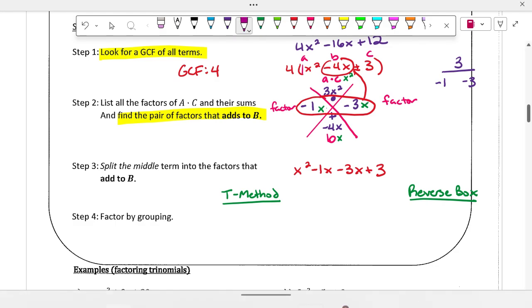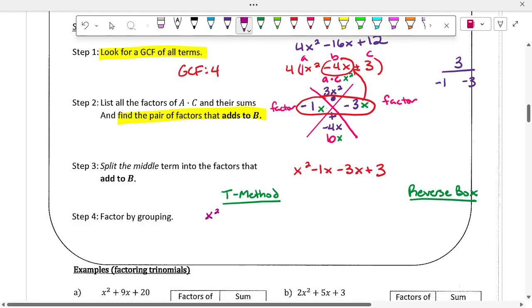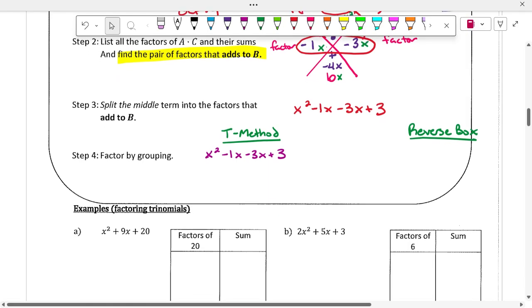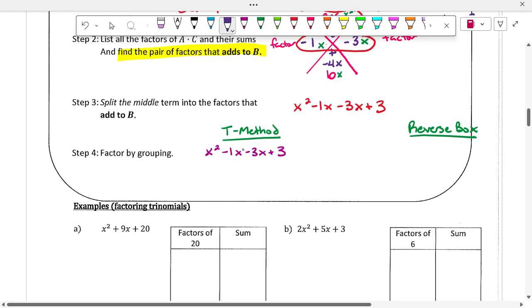So for the T method, I'll do that first. I'm going to rewrite it over here. So x squared minus 1x minus 3x plus 3. So I'm going to draw my line right down the middle and then my line under it.